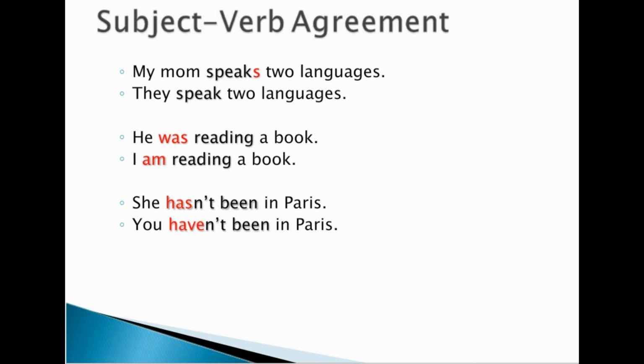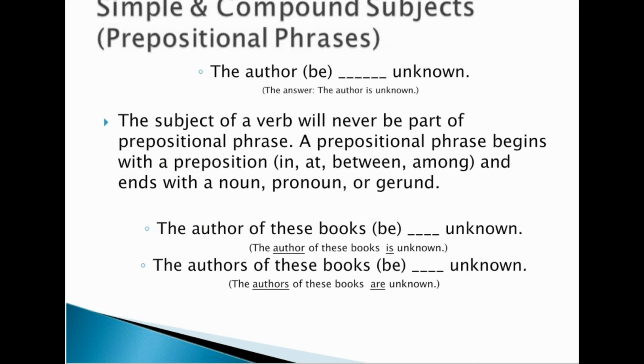And for that, we have a few rules to follow. Some subjects can be simple, containing just one word, or compound, containing more than one word, or containing phrases, prepositional phrases. In the sentence, the author blank unknown, we're missing a verb to be. How do we know how to conjugate the verb? Should we use is or are? Well, for that, we have to find the subject.